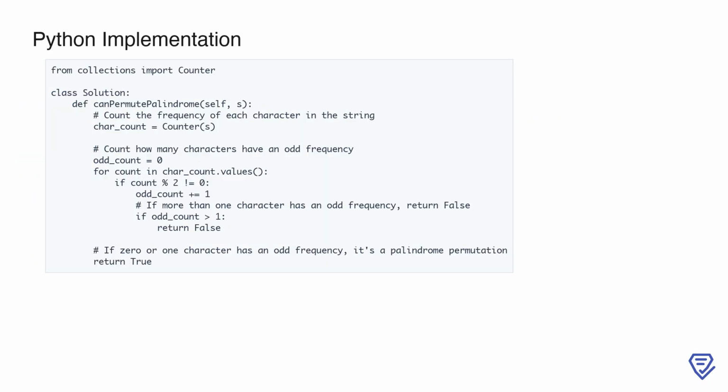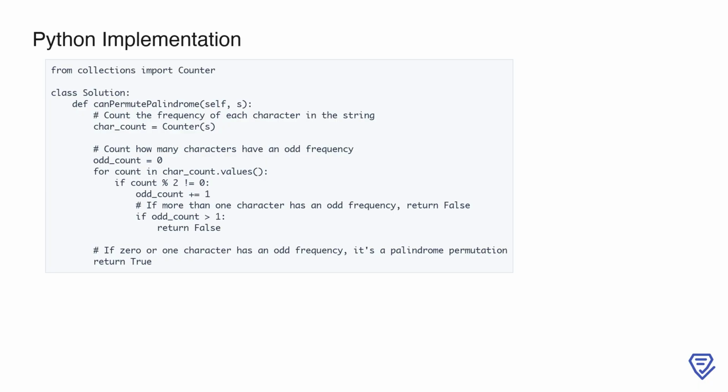The given solution is designed to determine if any permutation of the input string S can form a palindrome. Here's the detailed breakdown of the code. 1. Imports and initialization. The collections.Counter is imported to efficiently count character frequencies in the string. 2. Counting character frequencies. Inside the can_permute_palindrome method, we use Counter to calculate the frequency of each character in the string S. This gives us a dictionary-like object where the keys are characters, and the values are their counts.